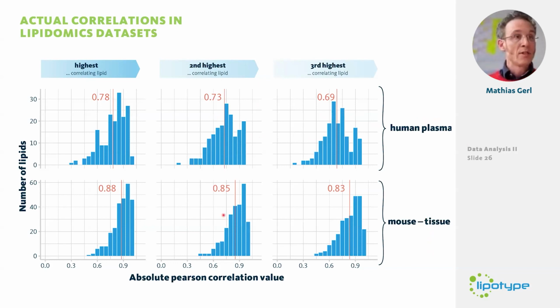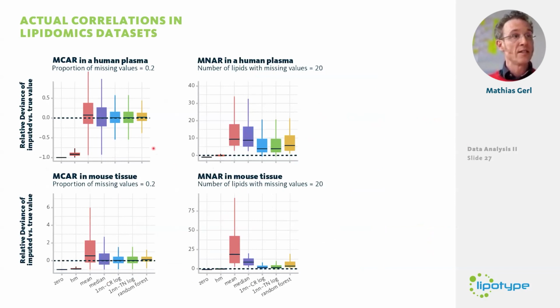If you do the same in real data sets, you see it's a bit more nuanced. Random forest is actually quite good here in plasma in the completely at random case, and in the missing not at random case it's also not too bad, but these correlation-based or nearest neighbor-based algorithms are doing quite well. And the same in the mouse case, with just a bit more spread here.